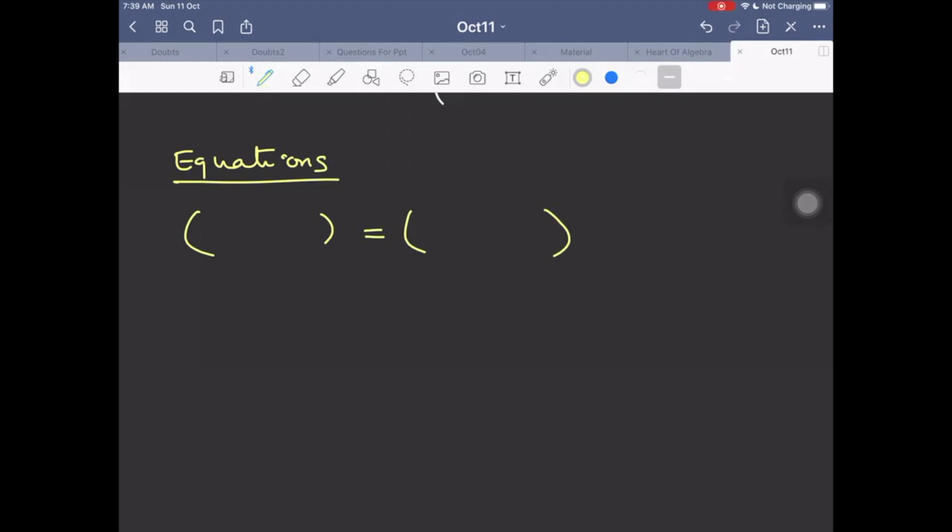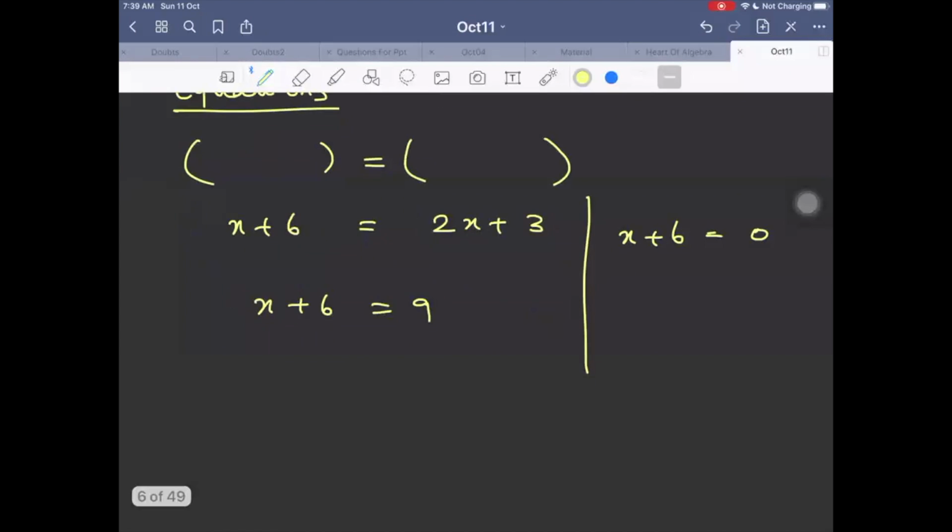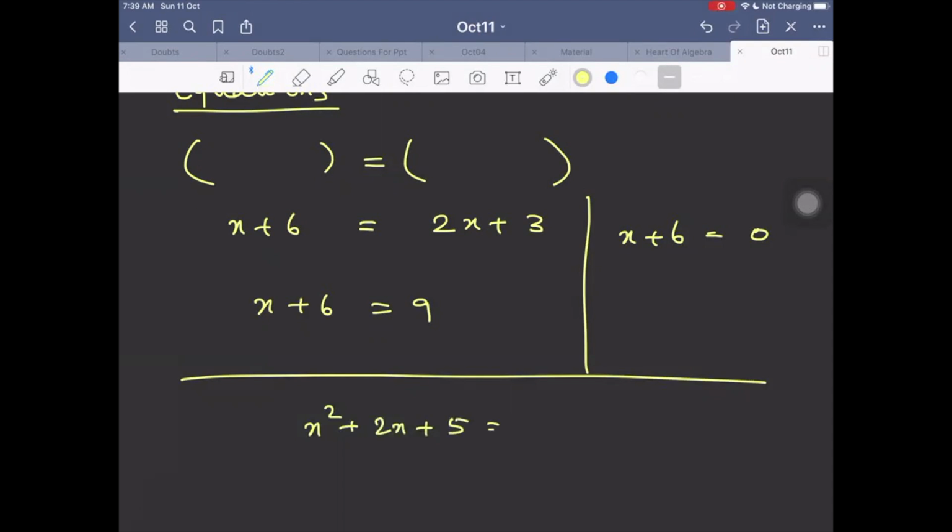Say for example, x plus 6 is equal to 2x plus 3. This is an equation. And on the left hand side and right hand side of the equality sign, you have expressions, right? Another example is x plus 6 is equal to 9. Another example may be x plus 6 is equal to 0. Okay. Another example may be x square plus 2x plus 5 is equal to 3x plus 2.